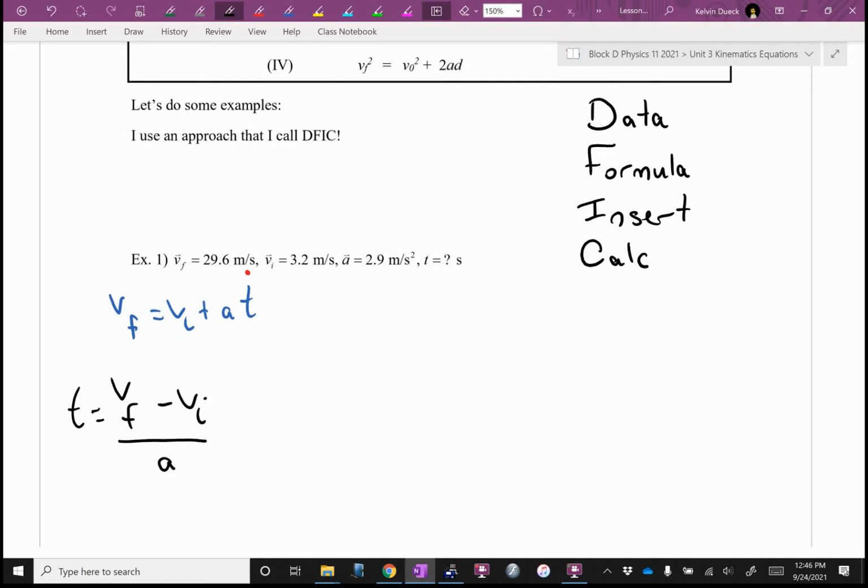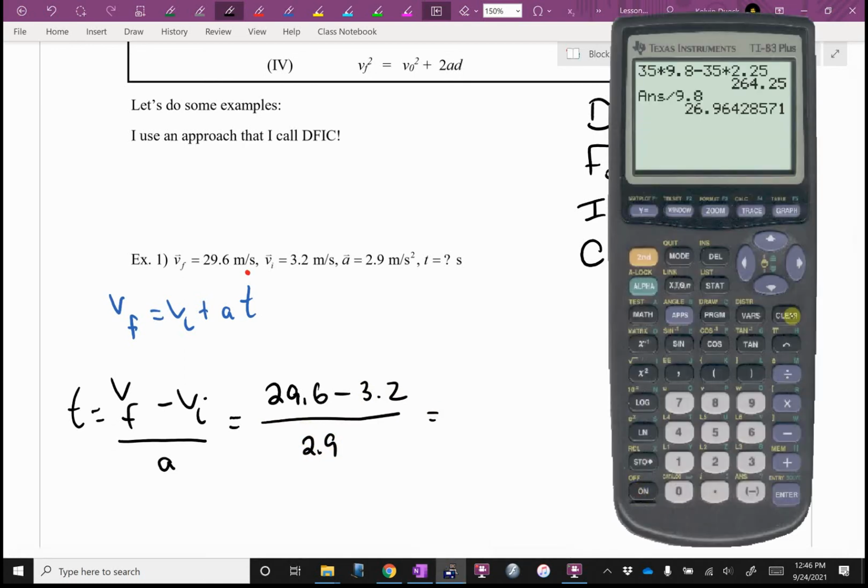Okay, Marcus, what's VF? What's the final velocity? The question told me. Good. Minus, what's VI? All over. What's A? Everybody get your calculator out. Marcus, is this a fraction? Is there more than one thing on the top? So if you have the fancy fraction button, you'll hit that, but the rest of us have to open up a bracket. And then 29.6 take away 3.2. Have we reached the end of the top? Close off the top.